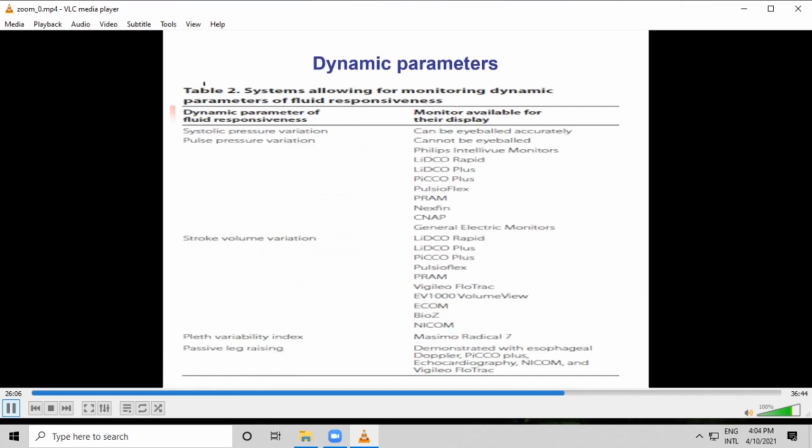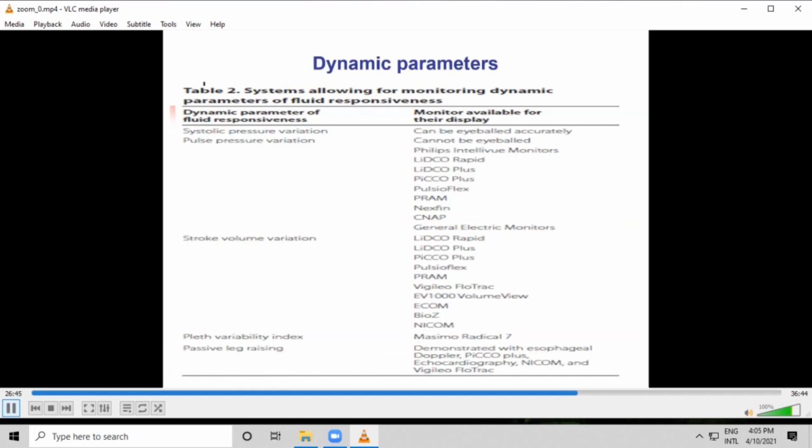So these are the systems allowing for monitoring of dynamic parameters of fluid responsiveness. Systolic pressure variation can actually be eyeballed accurately also, but pulse pressure variation cannot be eyeballed. It requires some of the monitors which we have mentioned here in this table. We can see LiDCO and PulsioFlex, like that. Philips IntelliVue monitors. Stroke volume variation again requires monitors like LiDCO, PulsioFlex, Vigileo FloTrac. EV1000 VolumeView can be used.